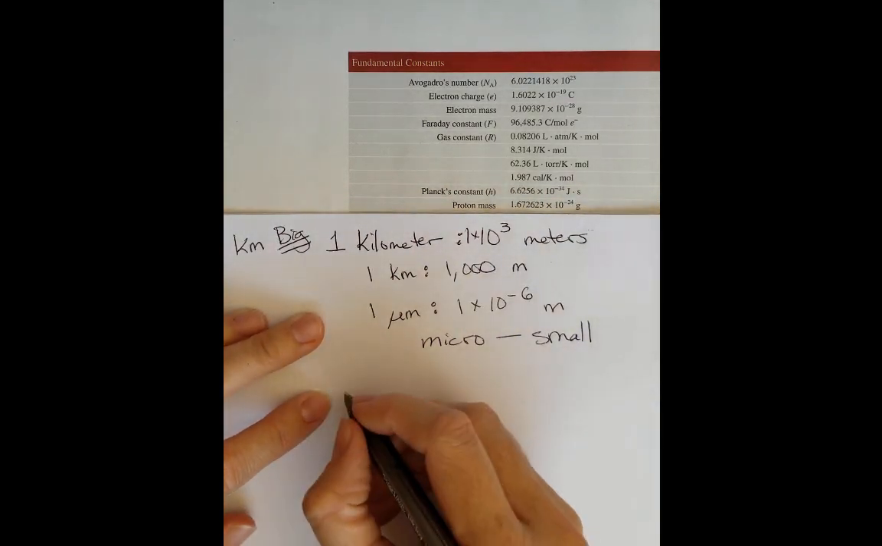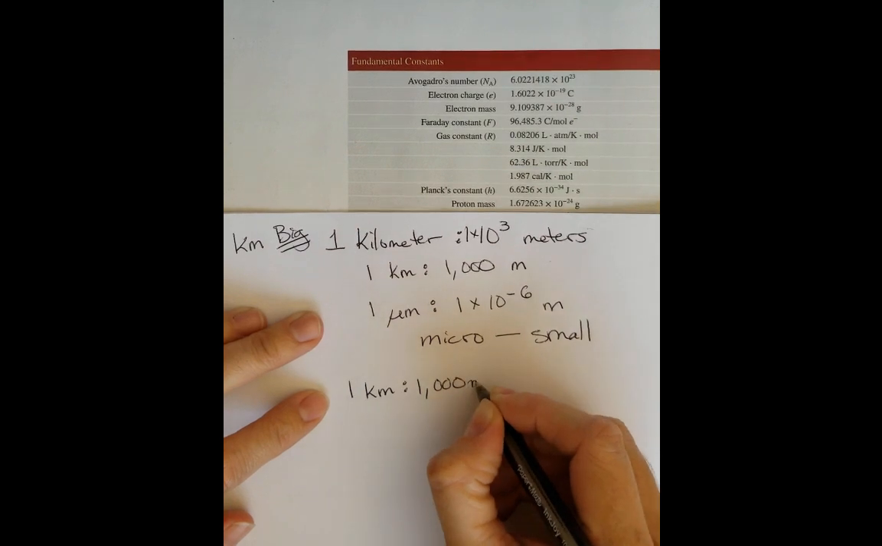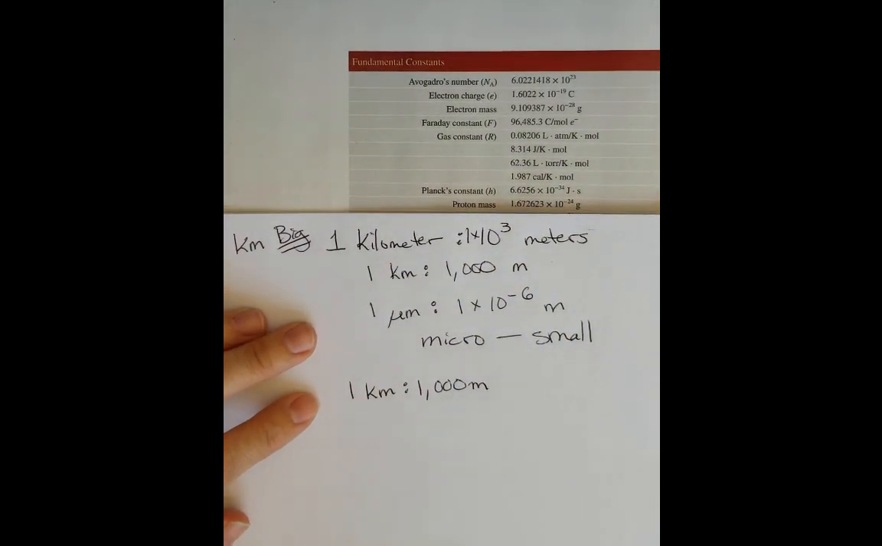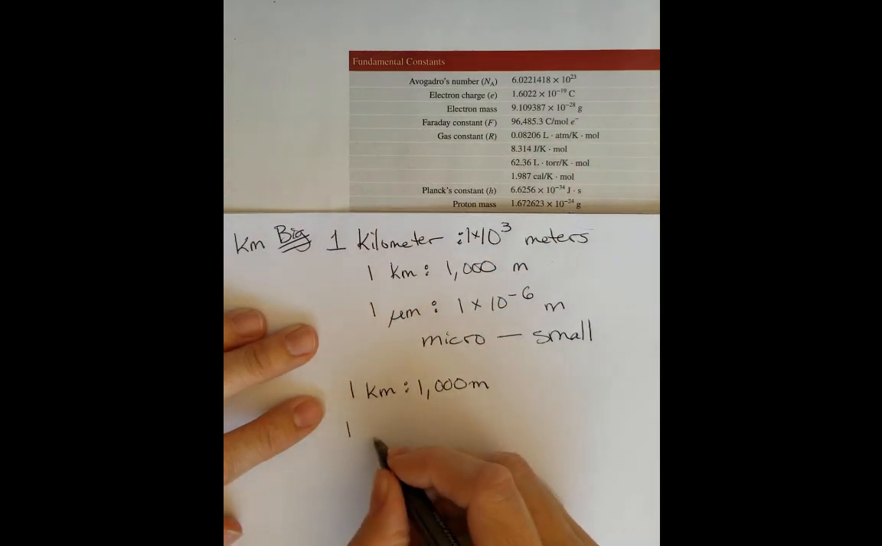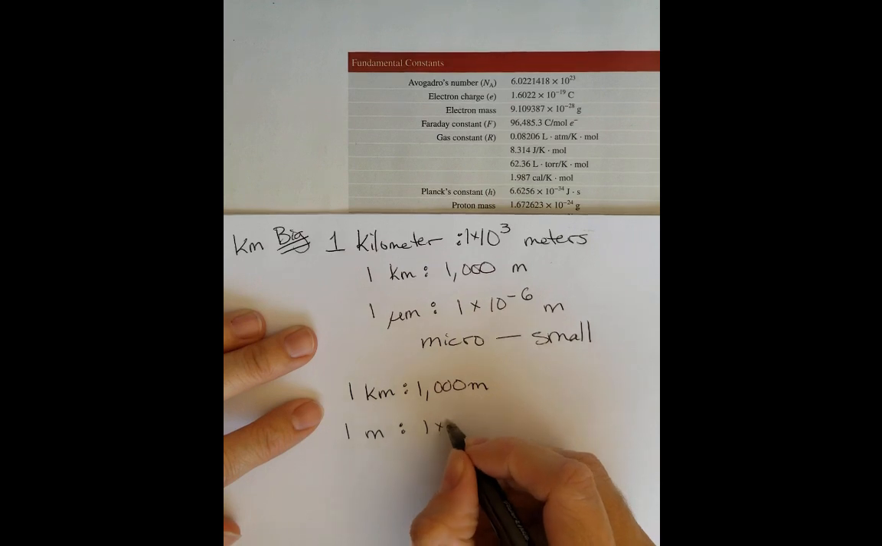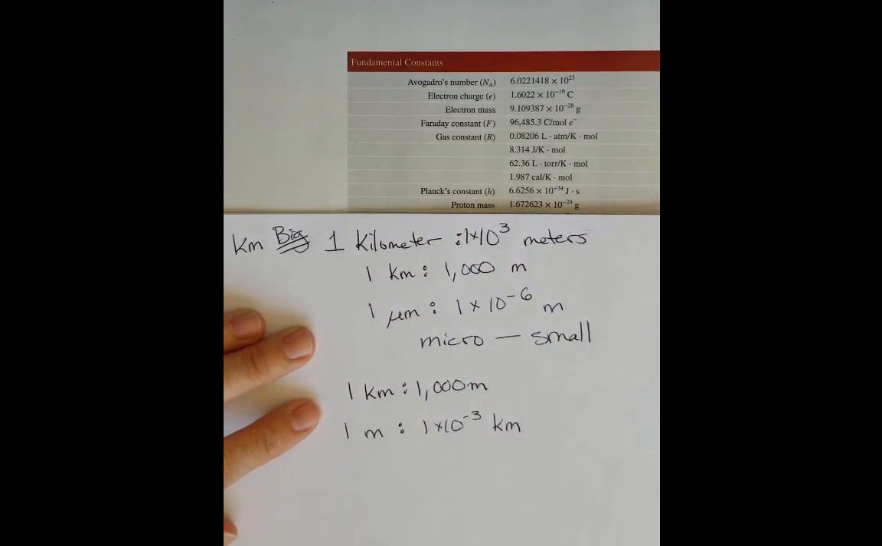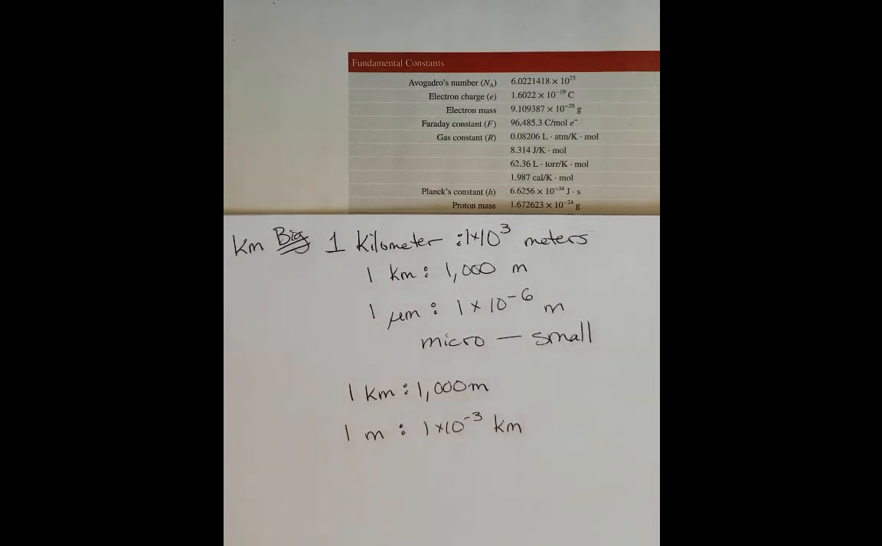Since we could say that 1 kilometer is 1,000 meters, or you essentially need 1,000 meters for 1 kilometer, you could also say that 1 meter is only 1 times 10 to the negative 3 kilometers. It looks kind of strange, but all we're doing is using a different base for our ratio.